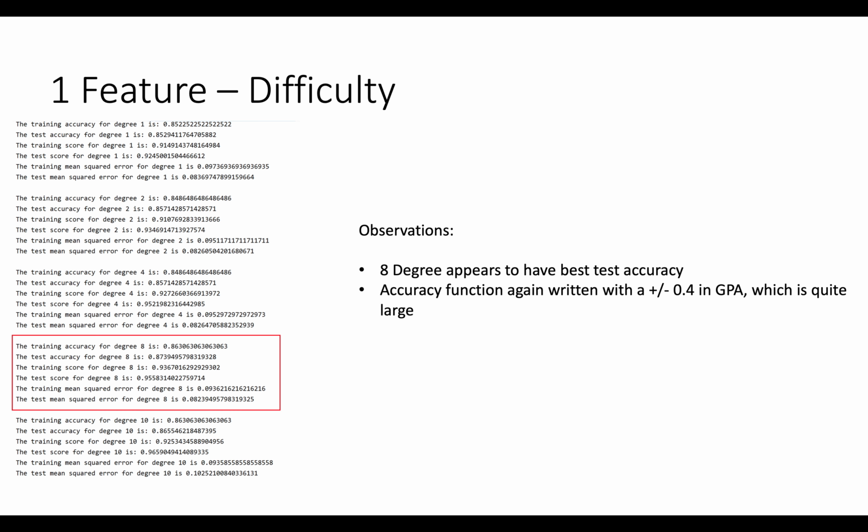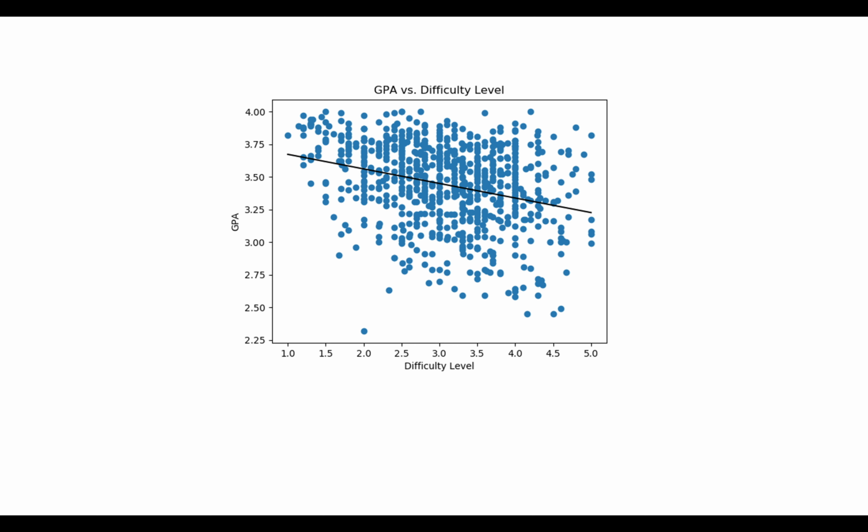So looking at the results for the one feature with the difficulty, it actually appears that the 8 degree has the best test accuracy. And once again, we still had to write a plus or minus 0.4 for the accuracy function in the GPA. Here's what the GPA versus difficulty data looks like with the 1 degree fit plotted. And we can see once again, there's still a lot of variance, though it's a little better.